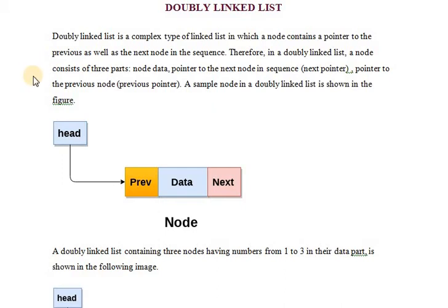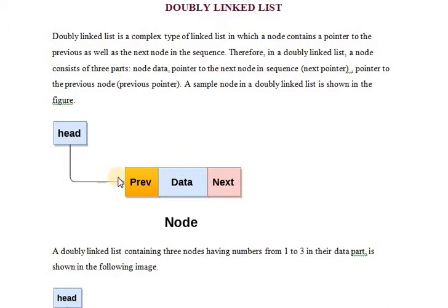Today we are going to see doubly linked list. In the last class we have seen the singly linked list and introduction to the singly linked list. So now we will see the doubly linked list. Okay, now we will see what is a doubly linked list. Doubly linked list is a complex type of linked list in which a node contains a pointer to the previous as well as the next node in sequence.